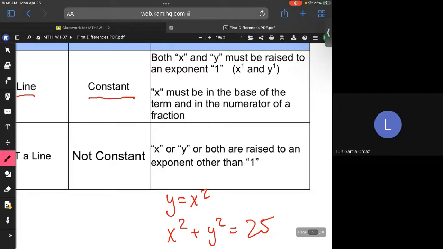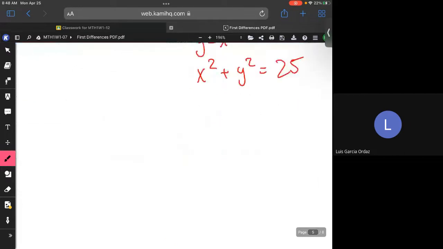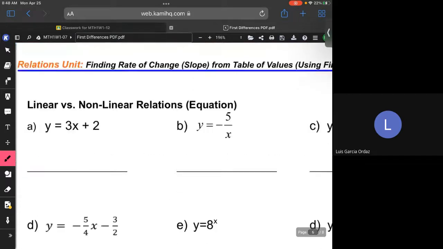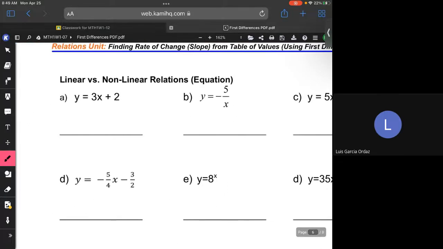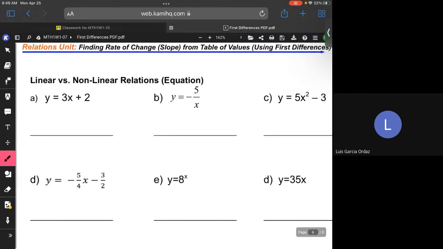Some examples of this and trying to figure out if it's linear or nonlinear. So Sophia, the first one, y is equal to 3x plus 2. Is this linear or nonlinear? Look at the graph. I'm just asking if it's linear or nonlinear. Pick one. You have a 50-50 shot here.